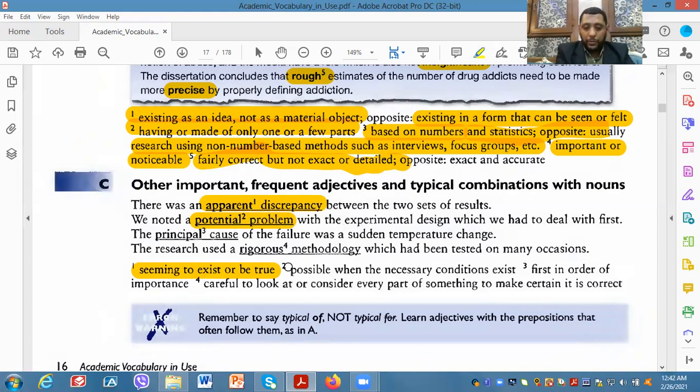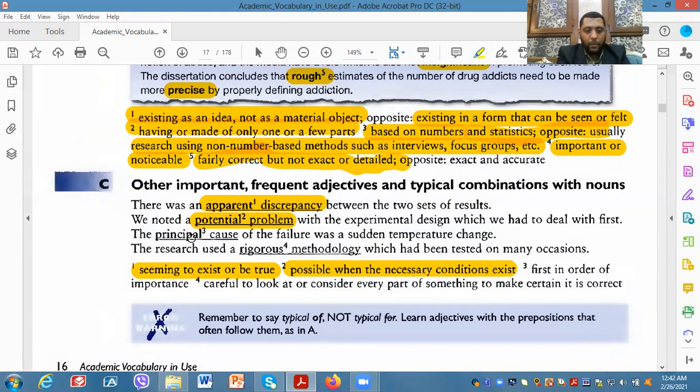Potential problem, number 2, and we need to check number 2 to see what the definition of potential is. All right. Potential: possible when the necessary conditions exist. So this is the meaning of potential, something possible, however, when certain conditions exist. Okay, that was the second example.